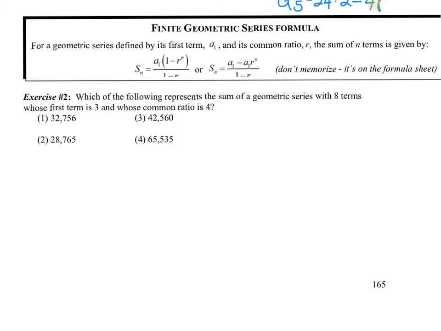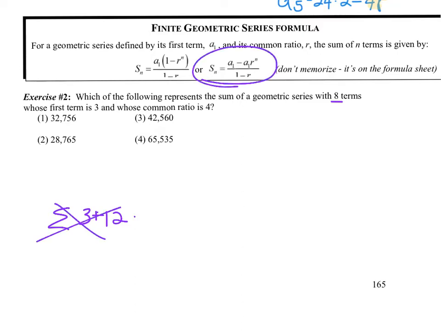Example 2, which of the following represents the sum of a geometric series with 8 terms whose first term is 3 and whose common ratio is 4? So what you could do is do the summation, right? And you would do 3 plus 12, right? You would keep multiplying by 4. But this gets you there quicker. So I am going to use this formula up top.